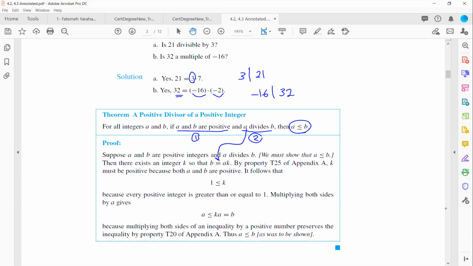It means that you can find another integer k such that b is a times k. Since a and b are both positive integers, k must be positive. So k is greater than or equal to 1. Let us multiply both sides by a. a is less than or equal to k times a, but k times a is equal to b. So we just proved that a is less than or equal to b.